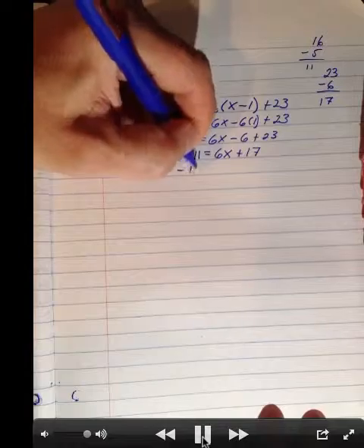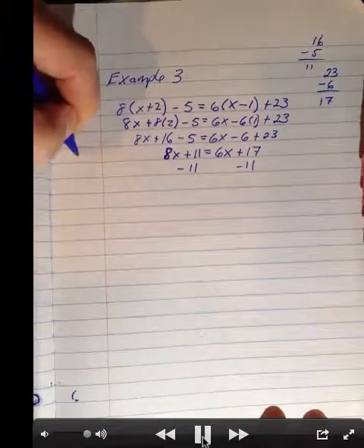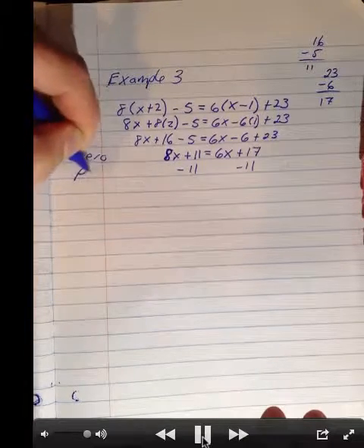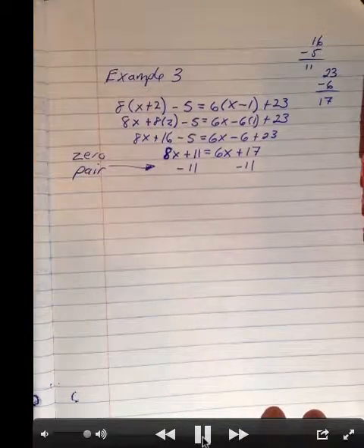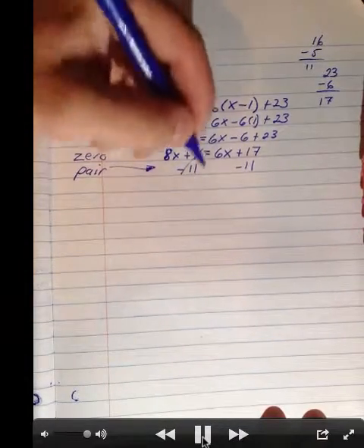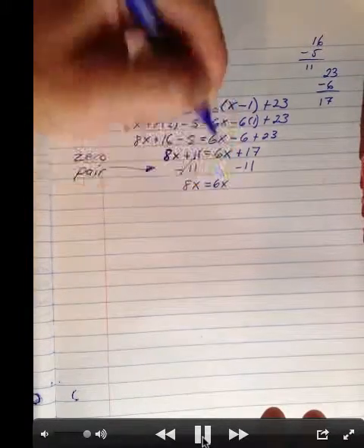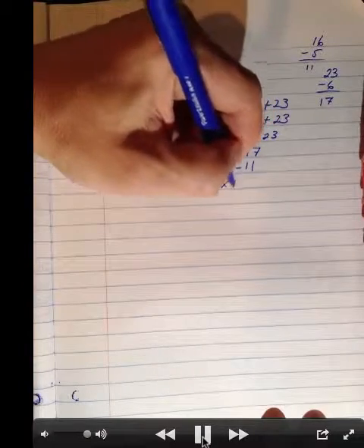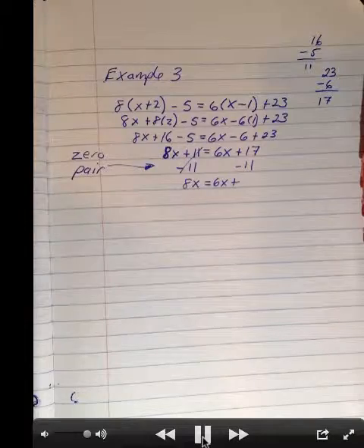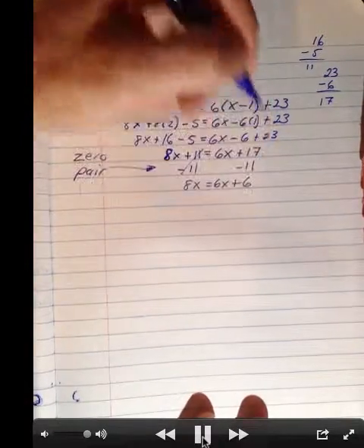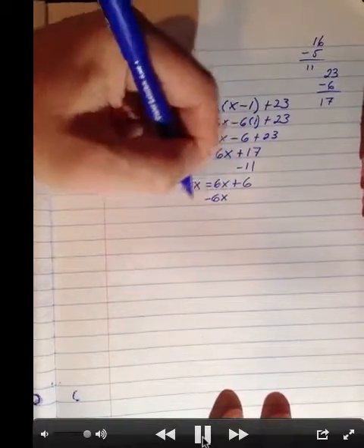So now we're going to create a zero pair. The 11 and negative 11 is a zero pair. That leaves us with 8x on one side of the equation equals 6x plus 6 on the other side. We now have a two-step equation. Well, not quite. We have to create one more zero pair.